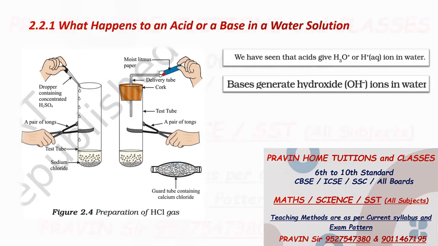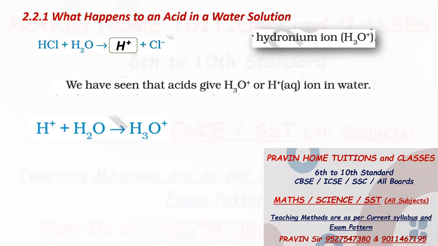Now, next part. What happens to an acid or base when it mixes with water and forms the solution? When acid is added to water, it forms H plus and Cl minus ions. Again, H plus ions react with water and form H3O plus ions. This H3O plus ion is called hydronium ion.